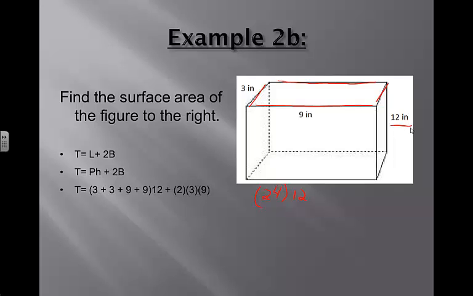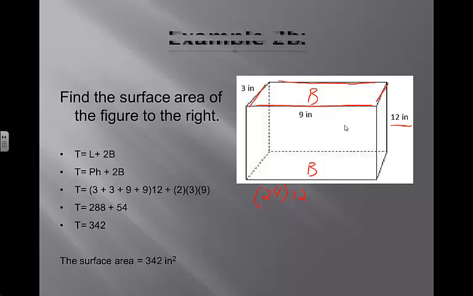Now we're going to have 2 times the base. Here's one base, and here's the other base, and they're going to be the same. So 9 times 3 would be the area of this rectangle. 9 times 3 is 27, so 2 times 27 gives us 54. Then you put everything together: 288 plus 54 equals 342. Hopefully you understand this. If not, let me know in enrichment.